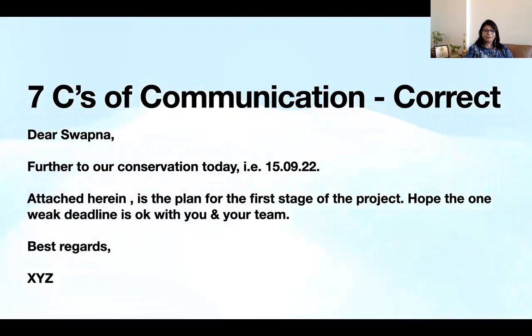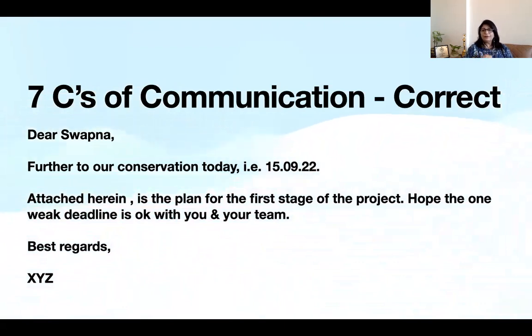The second mistake. Attached herein is the plan for the first stage of the project. Hope the 1 week deadline is okay with you and your team. So instead of writing the word week, which is spelled correctly as WEEK, I have written the word week, WEAK. The meanings are totally different. But the formatting of the mail, the punctuations, everything is correct.